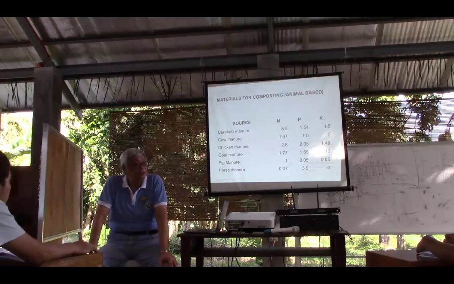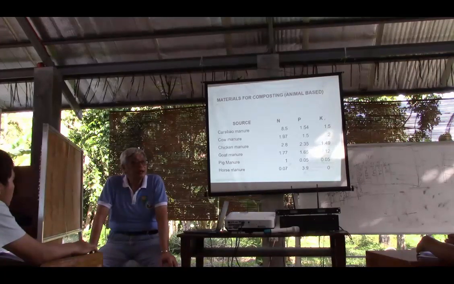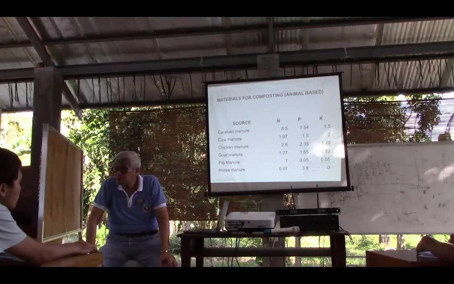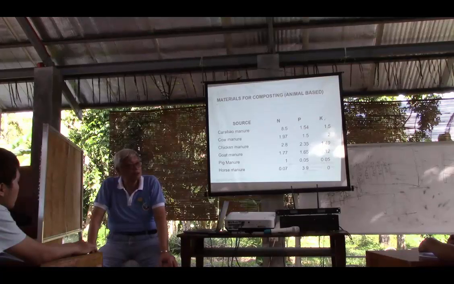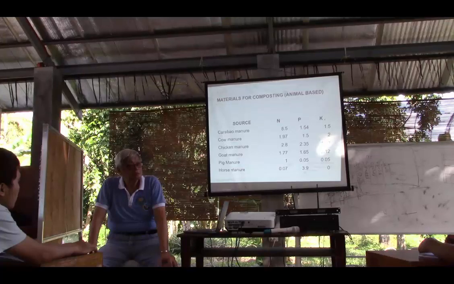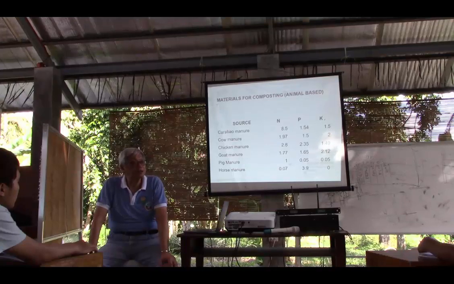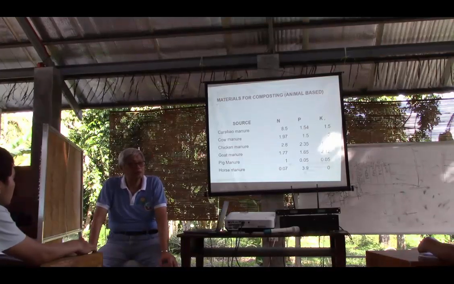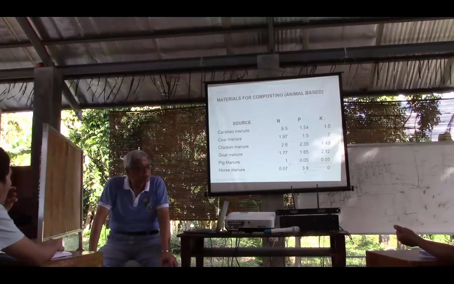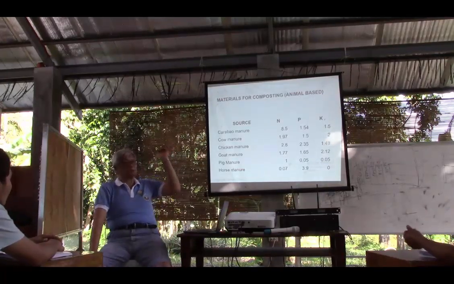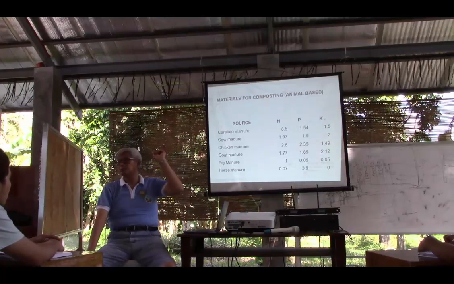Look, this is the analysis data of different kinds of manures. From the information, I will not use the horse manure solo. Look at the manure of horse: 0.07 N, and 0 potassium. See, that's why I will not use 100% horse manure in the 4 sacks. But I can mix the horse manure with any other kind of manure, like cow manure or chicken manure.